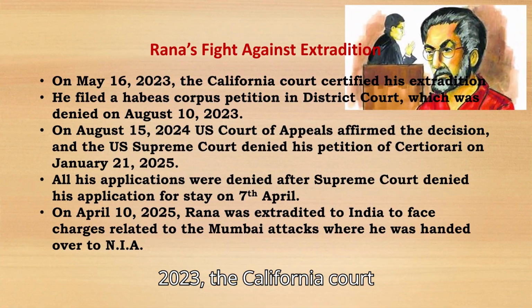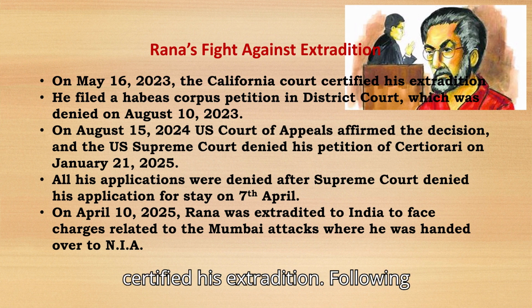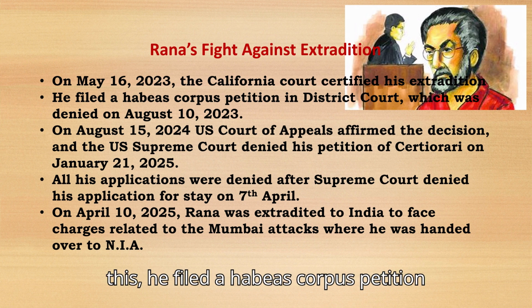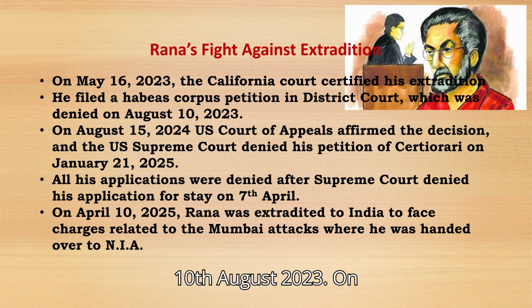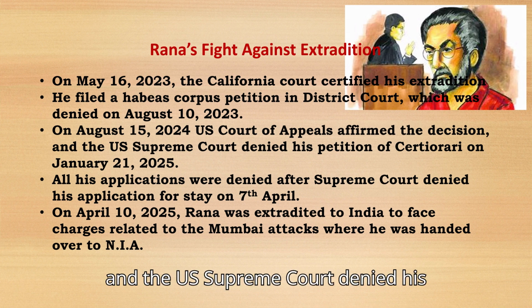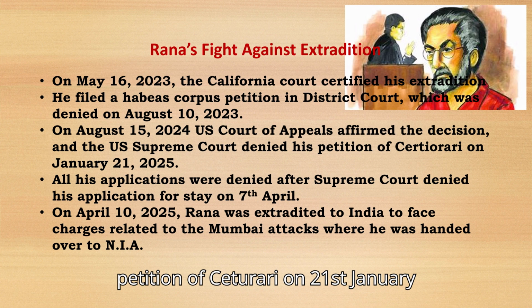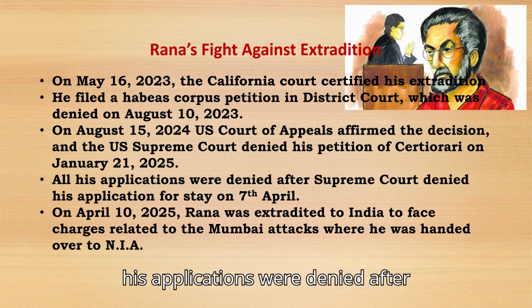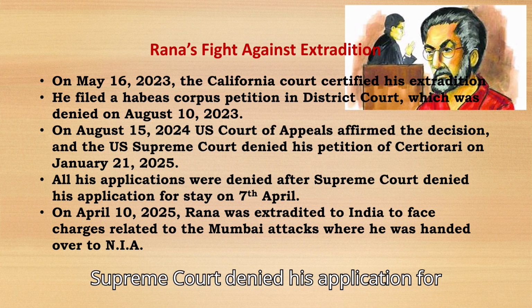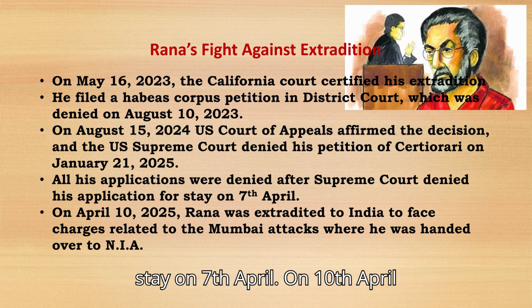On 16 May 2023, the California court certified his extradition. Following this, he filed a habeas corpus petition in district court, which was denied on 10 August 2023. On 15 August 2024, the U.S. Court of Appeals affirmed the decision, and the U.S. Supreme Court denied his petition of certiorari on 21 January 2025. Lastly, all his applications were denied after the Supreme Court denied his application for stay on 7 April.